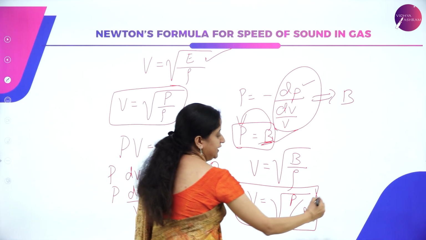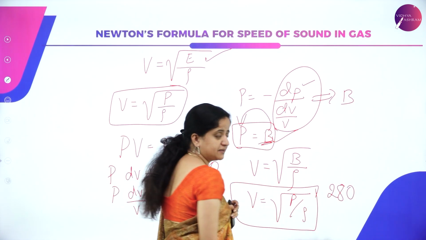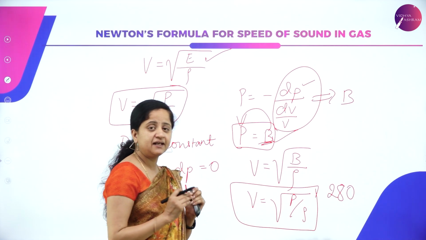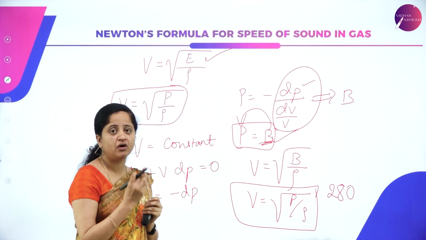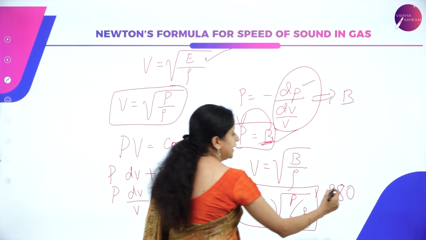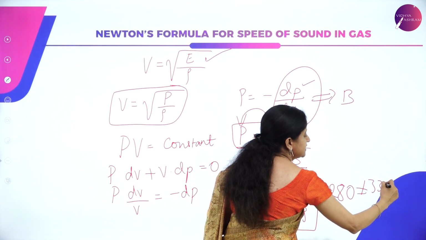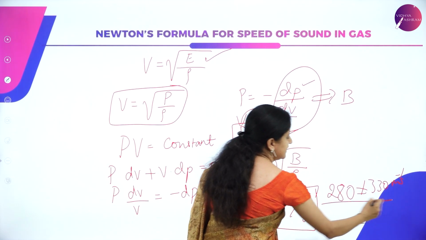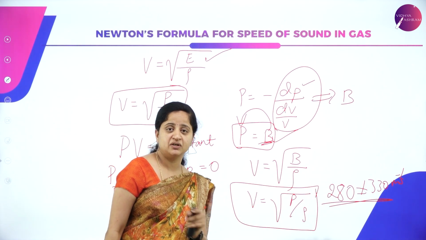After substituting all the values, we get V equal to 280 meters per second, which is not the same as the actual or experimental value of the speed of sound in air, which is 330 meters per second. So this theory gets discarded because the value does not match the actual value.